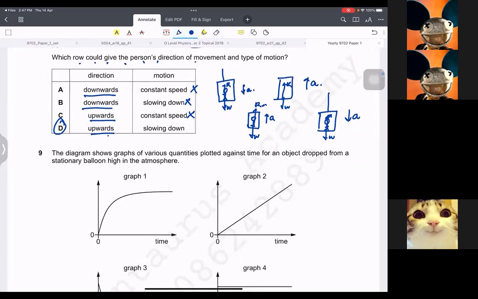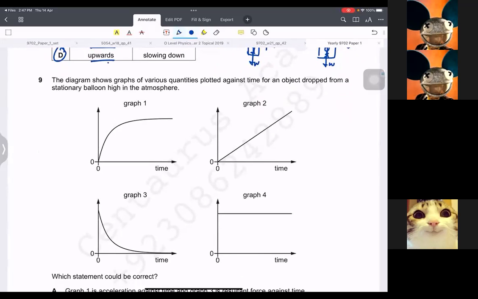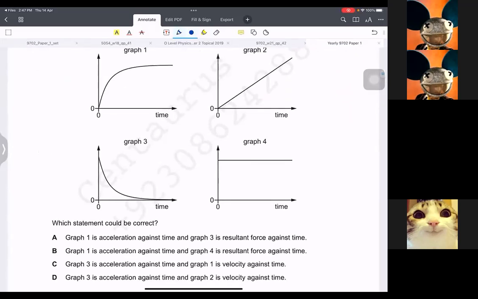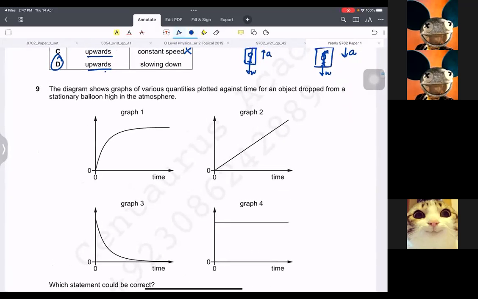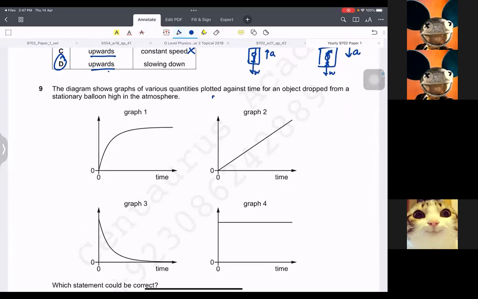Now, the diagram shows the graph of various quantities plotted against time for an object dropped from a stationary balloon high in the atmosphere. Which statement could be correct? Graph 1 is acceleration against time, and graph 3 is the resultant force against time. But the graph shows vector quantities.